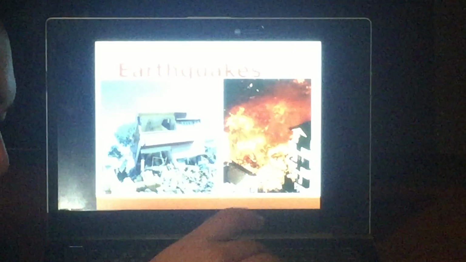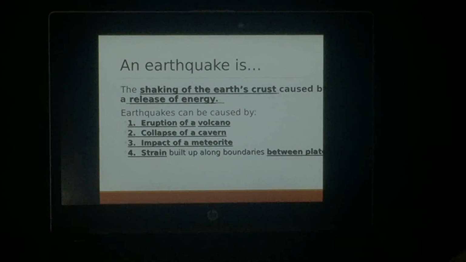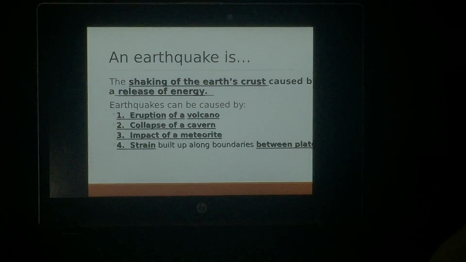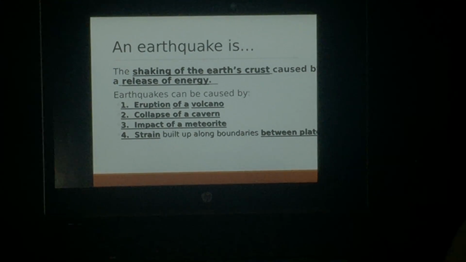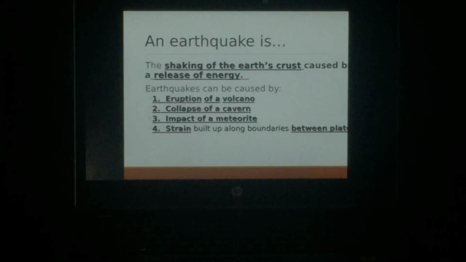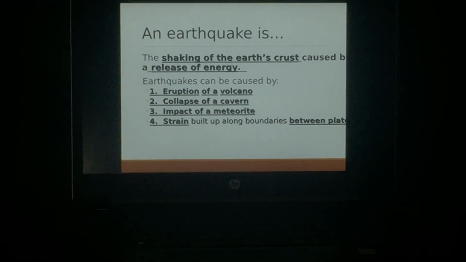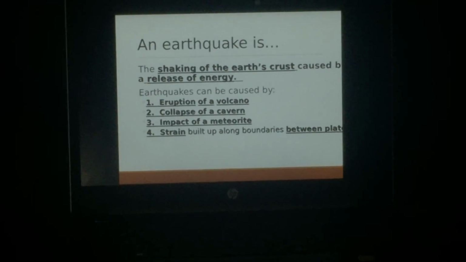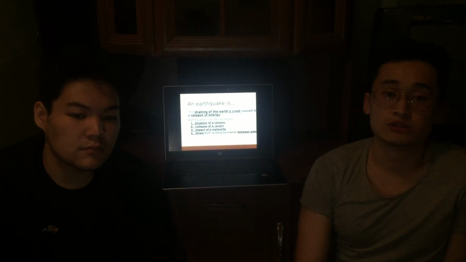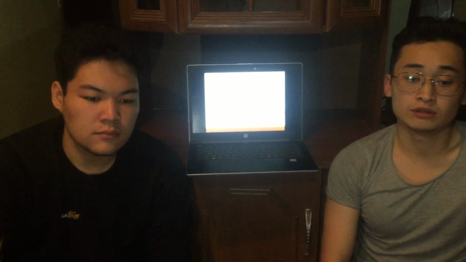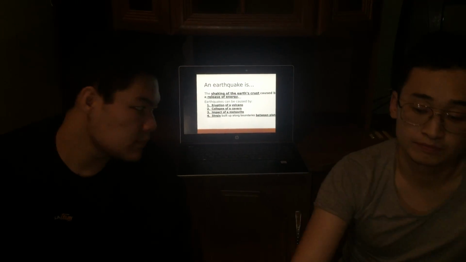First of all, let me briefly describe what an earthquake is. By the definition which Wikipedia gives us, an earthquake is a shaking of the earth's crust caused by release of energy. This energy may be released by four main factors. The first one is the eruption of a volcano, which is commonly and mostly the main reason for earthquakes. The second is the collapse of caverns. The third is the impact of a meteorite, and the last one is strain between plates.